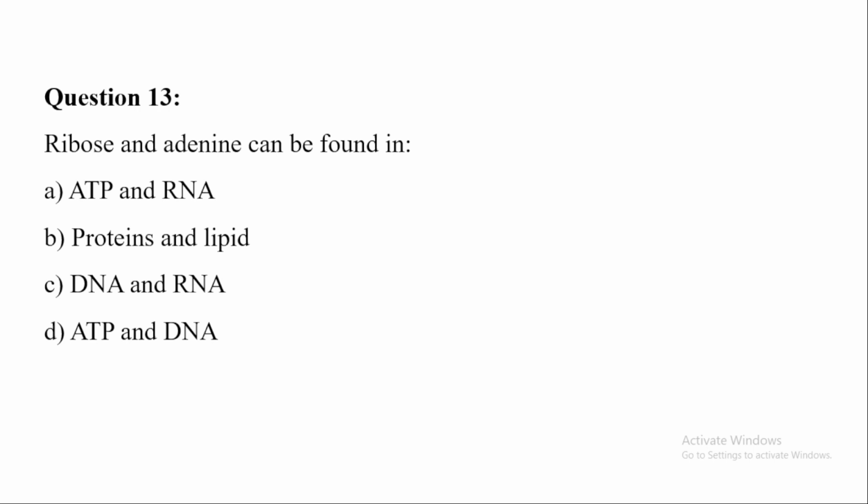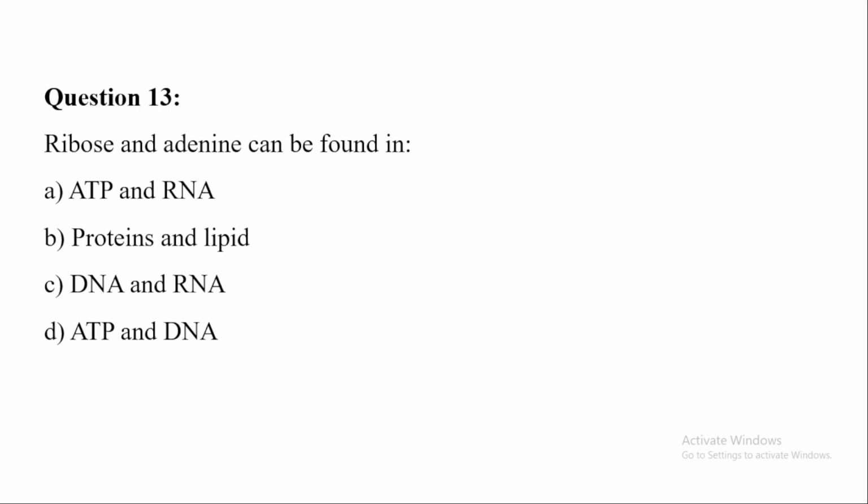RNA and DNA both have four nitrogenous bases: adenine, guanine, cytosine, and in place of thymine, uracil is present in RNA. So in DNA, thymine is present. In RNA, uracil is present. Okay, so the correct answer for this question is option number A.